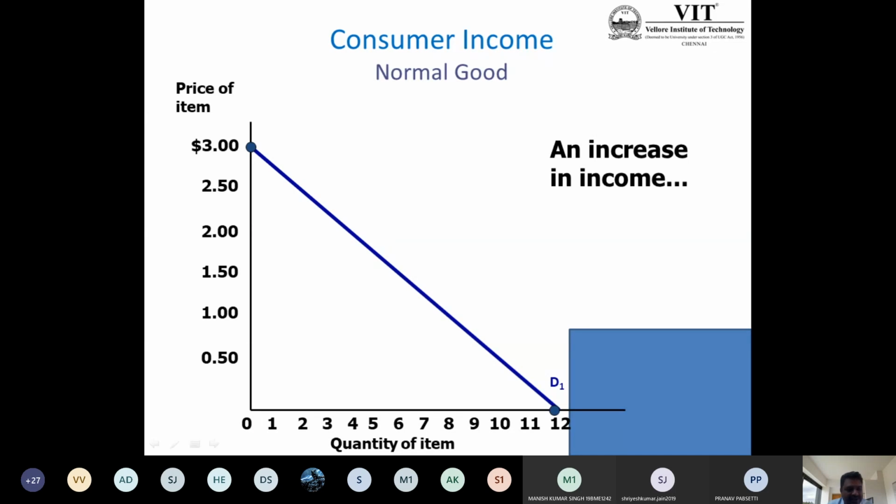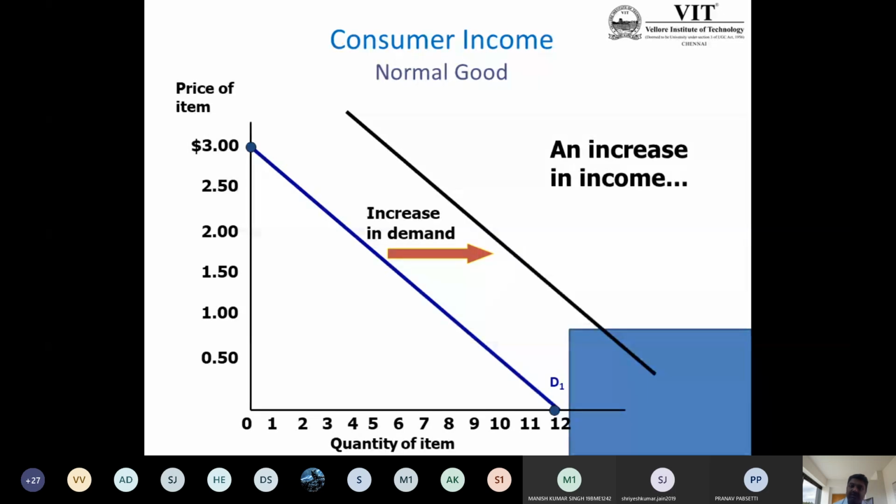Because I am seeing a borderline. Normally when the borderline comes, the projection is right. Okay. So there is an increase in income. I used to buy normal rice, a normal good. What will happen to the demand when consumer income increases? When consumer income increases, there will be an increase in demand for a good product. What is meant by a good product in terms of rice? You have the normal rice, and you also have something called organic rice. Have you heard of the term organic rice?